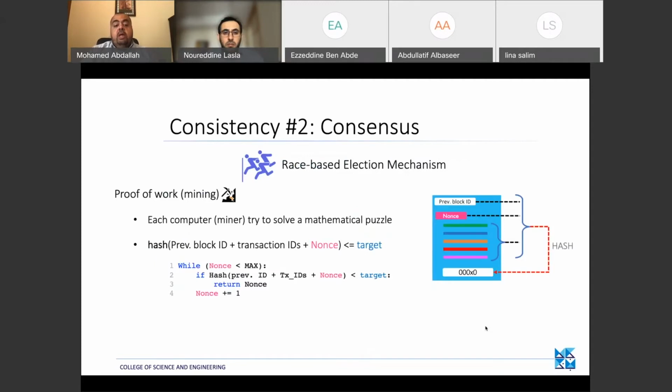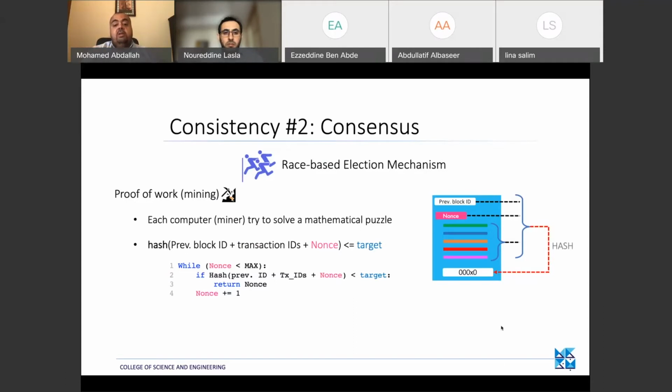As we said, each computer, which we call in this case a miner, will try to solve a mathematical puzzle. If you look at the function here on the right, we are going to see the purpose of this nonce. The function is just trying to find a hash: you are trying to find the nonce, a random number, such that the hash of the nonce, the transaction ID, and the previous block ID will be less than or equal to a specific target designed by the blockchain. So now every user will start searching for this nonce that will achieve this target.